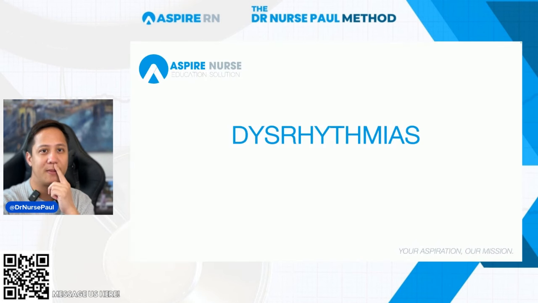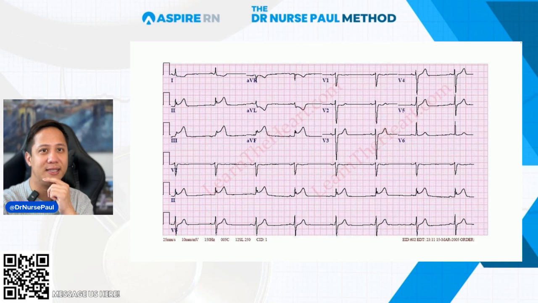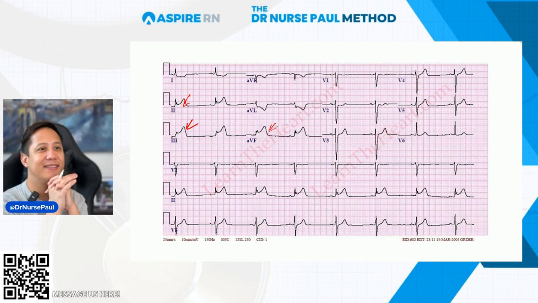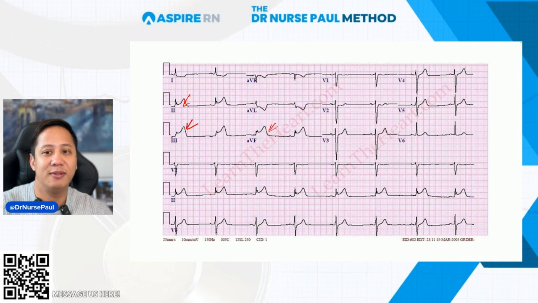I'm going to tell you where I see this ST elevation. I see ST elevations in lead 2, lead 3, and aVF. What am I looking at? What area is having MI? Anyone? I'm waiting for answers. Come on now.